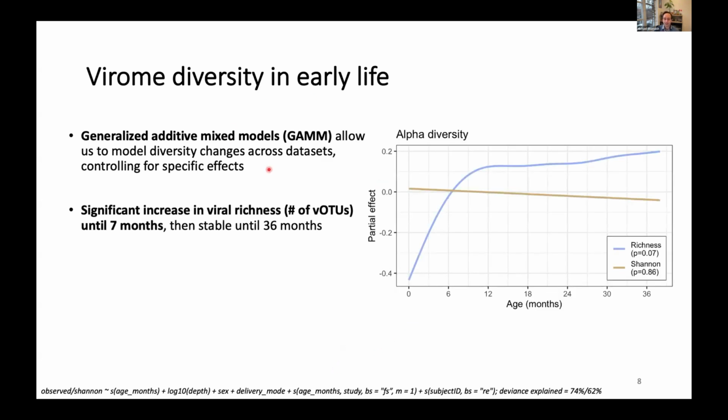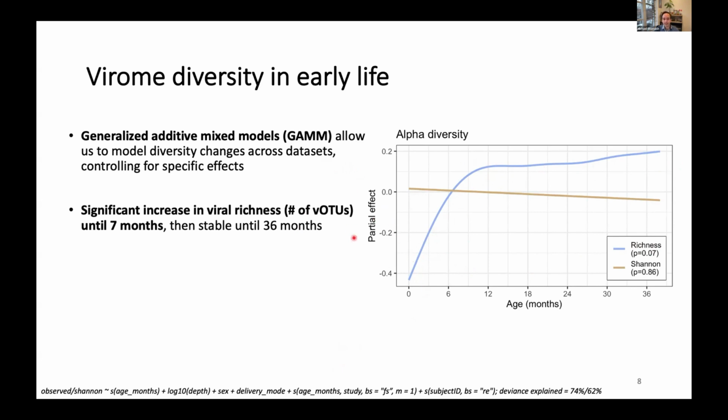And when we look at alpha diversity, which is a measure of within sample diversity, we see that for richness, which is just a measure of the number of viral OTU, so the number of viral sequences present in a sample, we see an increase in richness significantly during the first 7 months or so, and then it stabilizes till the end of this study period.